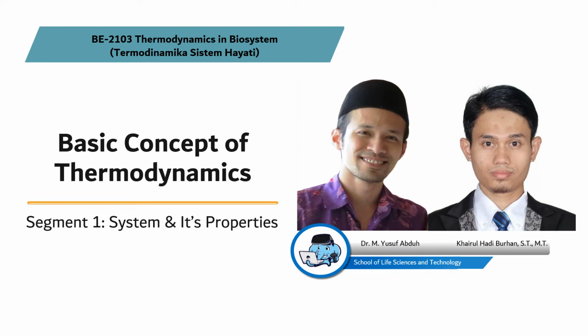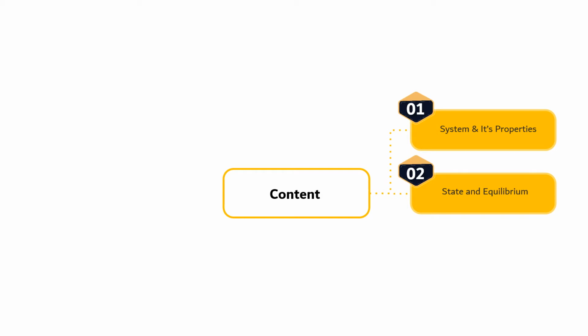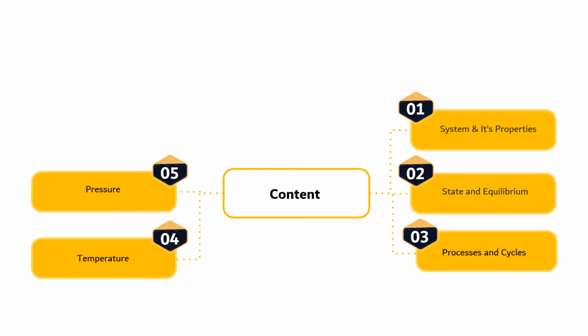Thermodynamics in Biosystem. Module 2: Basic Concept of Thermodynamics. Segment 1: System and its Properties. With me, Yusuf from School of Life Sciences and Technology, Institut Teknologi Bandung. In this module, we will discuss system and its properties, state and equilibrium, processes and cycles, temperature, pressure, and problem-solving technique.